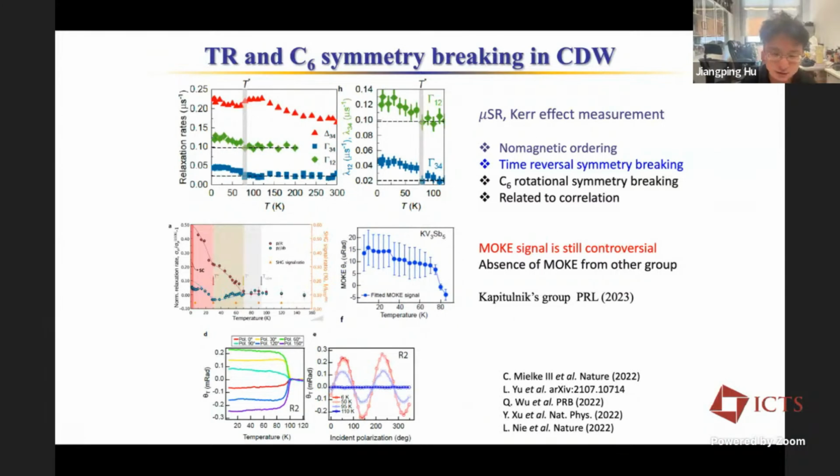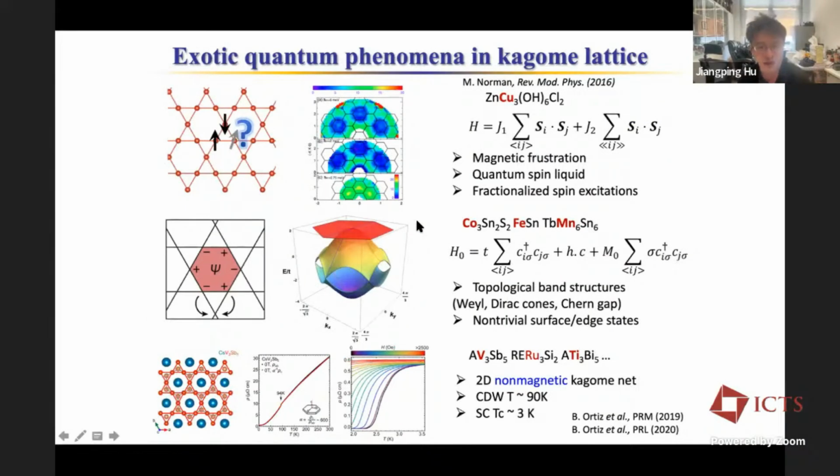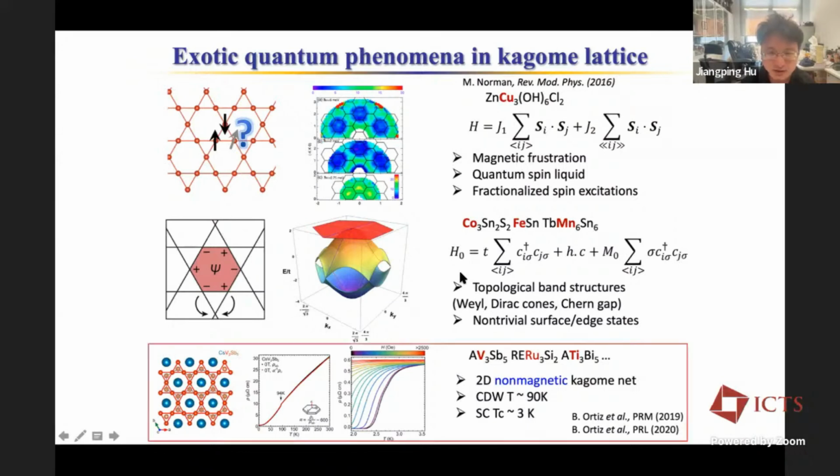But here today I want to really focus on the theoretical part, so I'm not going to provide a review on this. I think Stephen and other people will give this. Of course, Kagome lattice is now becoming a field called Kagome materials. Many Kagome materials have been discovered, and they all have very interesting physics, starting early from quantum magnets to many systems. Okay, so I skip this.